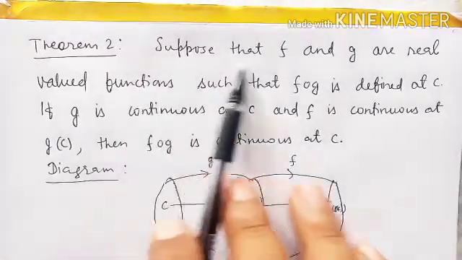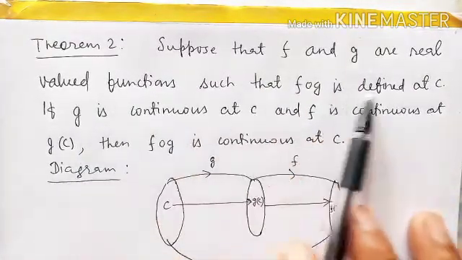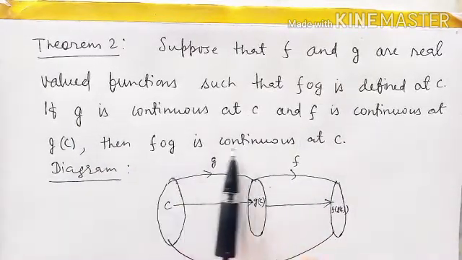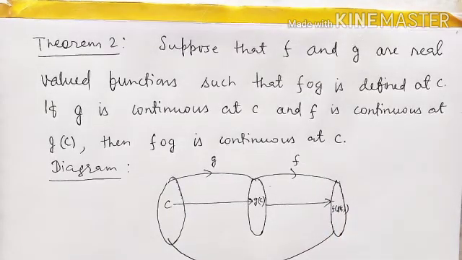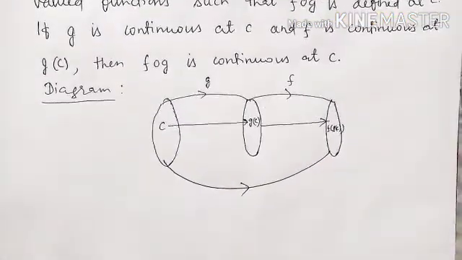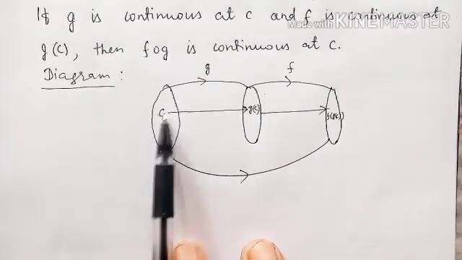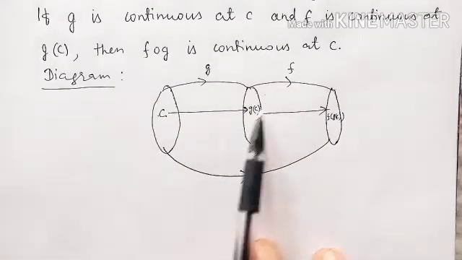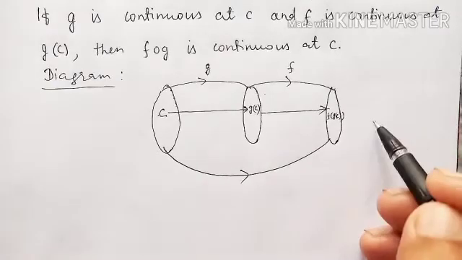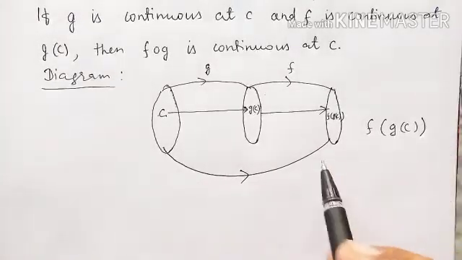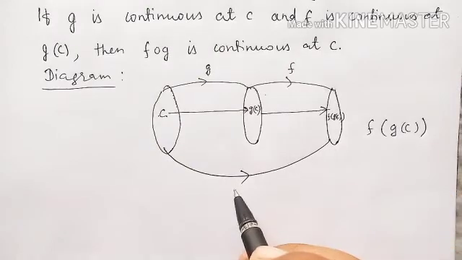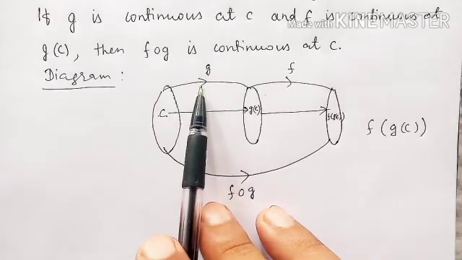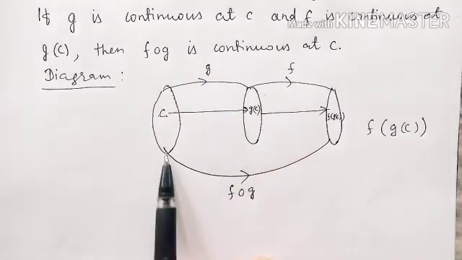Theorem 2. Suppose that f and g are real valued functions such that f of g is defined at c. If g is continuous at c and f is continuous at g(c), then f of g is continuous at c. Let us elaborate it using a diagram. Here g and f are two functions where at c, g is continuous and its image is g(c), and g(c) has image under f as f(g(c)). This is the function f of g, the composition. According to the theorem, if g is continuous at c and f is continuous at g(c), then f of g is continuous at c.